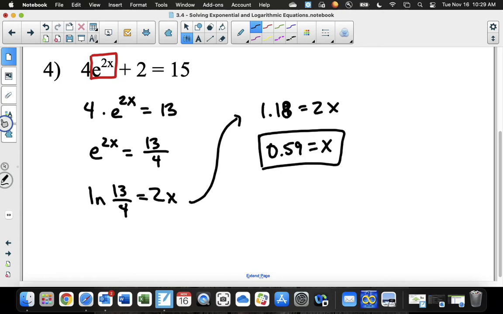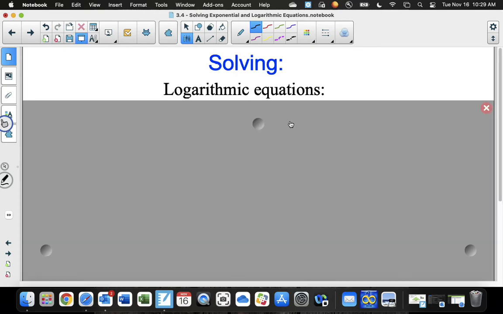But what do we say about logarithmic? You can't take the log of a negative number, which means we have a restricted domain, so x can't equal anything. Something we got to consider when we go into logarithmic equations. Okay, so let's switch to that.